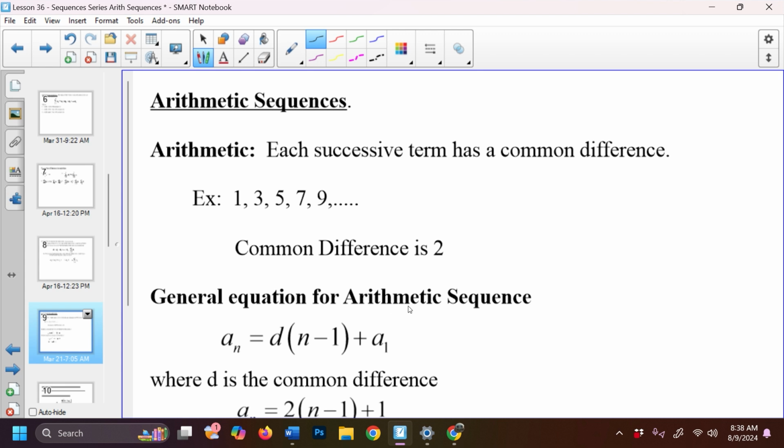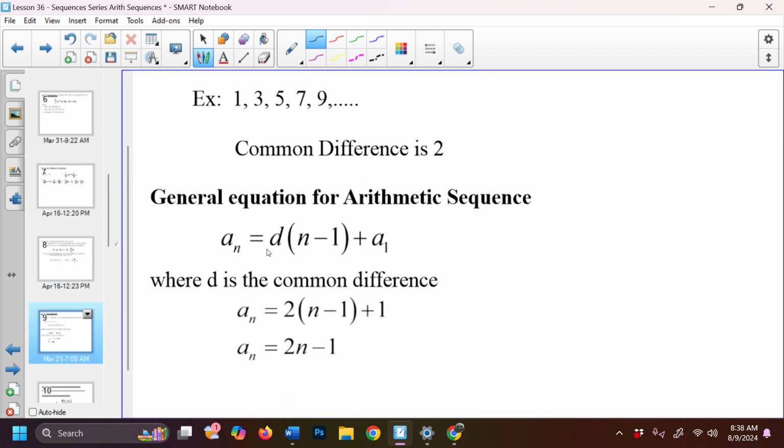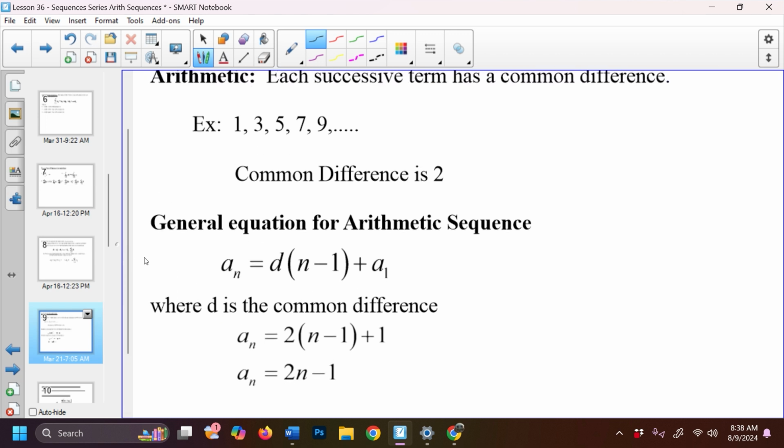The general equation for an arithmetic sequence is denoted by a sub n is equal to d times n minus 1 plus the first term, a sub 1. d is the common difference. And so if I were to find the general equation for this arithmetic sequence, I would say my common difference is 2, so I plug in 2. I would say that my first term is 1, so I plug in 1. I distribute and add, and I get a sub n is equal to 2n minus 1.